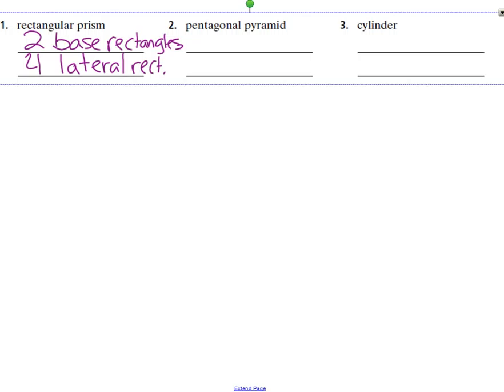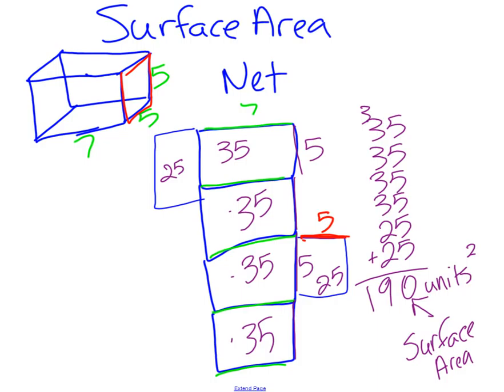So that's what lateral means. Lateral is everything that's not the base. So if we talked about lateral surface area, what do you think we'd be finding? The sides. We would just find the sides. So if we were looking at this one, we'd do the top and bottom as the bases, and we would only be adding up 4 different areas. Lateral surface area is kind of a big deal.